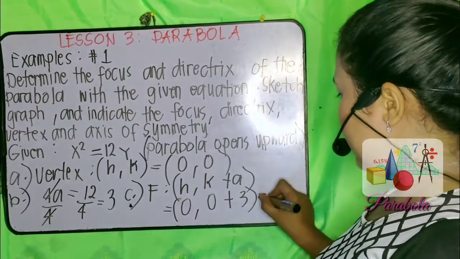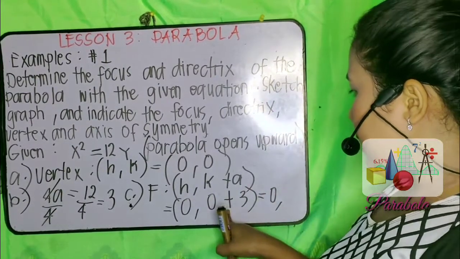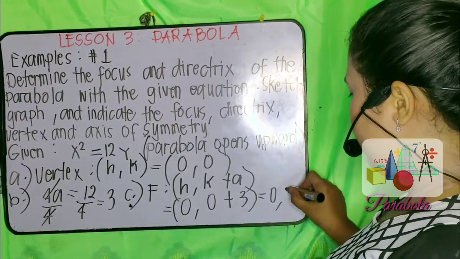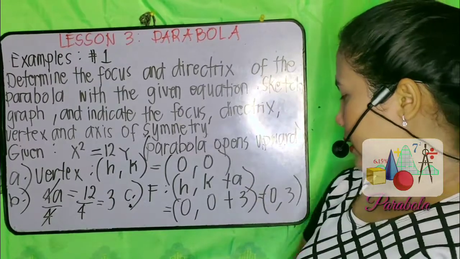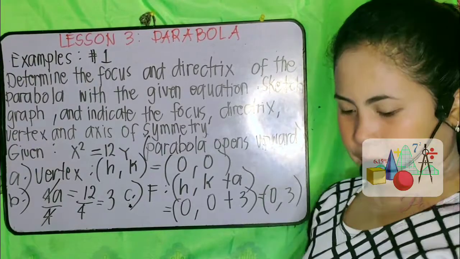Then, simplify. 0, copy 0. Then, we have 0 plus 3. We have positive 3. So, our focus is 0 and 3.